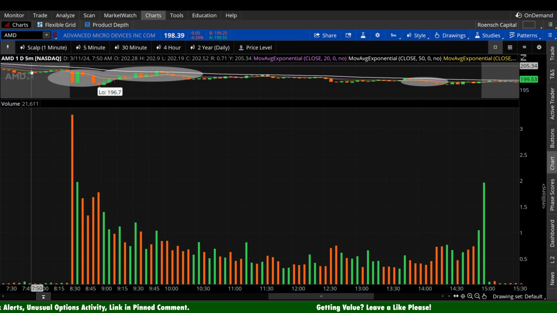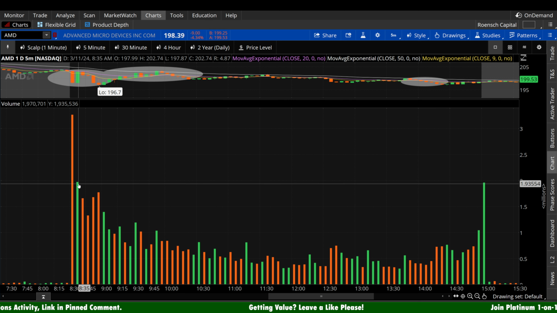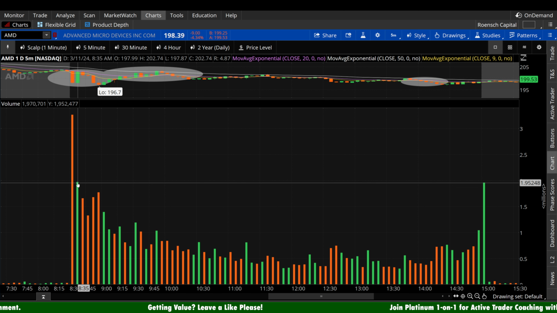Now, the next candle, we typically expect to see a pretty quick fade. So that next candle, the green candle, again, bears, I wish I had some better news for you off the open. Bulls, I wish I had some better news for you on that second candle.